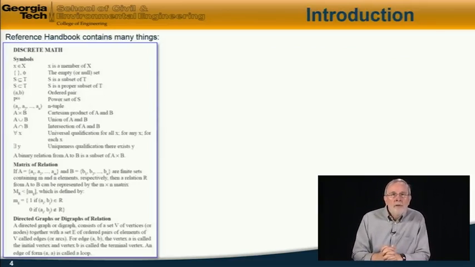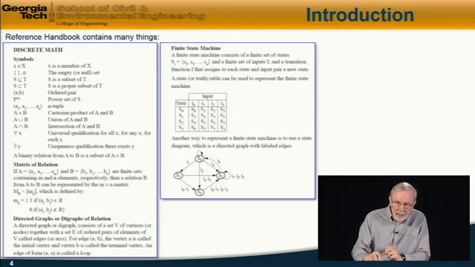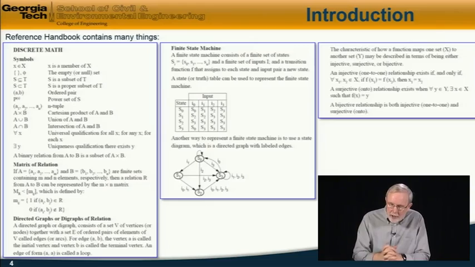Now, the FE Reference Handbook contains many topics related to mathematics, and here is just some of them. It first starts talking about discrete math and symbols, and then directed graphs, digraphs, goes on into finite state machines, and then characteristics, injectives, surjectives, bijectives, etc. But generally, although these things are listed, I don't think they're going to be important topics, and I very much doubt that they're going to be covered in the exam, so I won't cover them here.